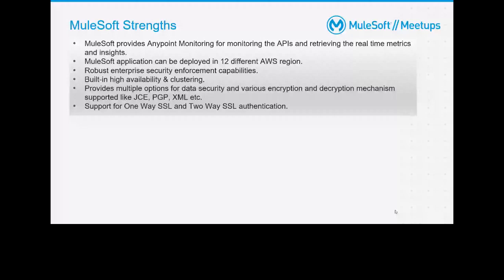A MuleSoft application can be deployed in 12 different regions. So 4 regions are available in the US, 4 in Europe, and one region each in Australia, Brazil, and Canada. And I think one region in Japan also. So we have some regions in Asia Pacific also.